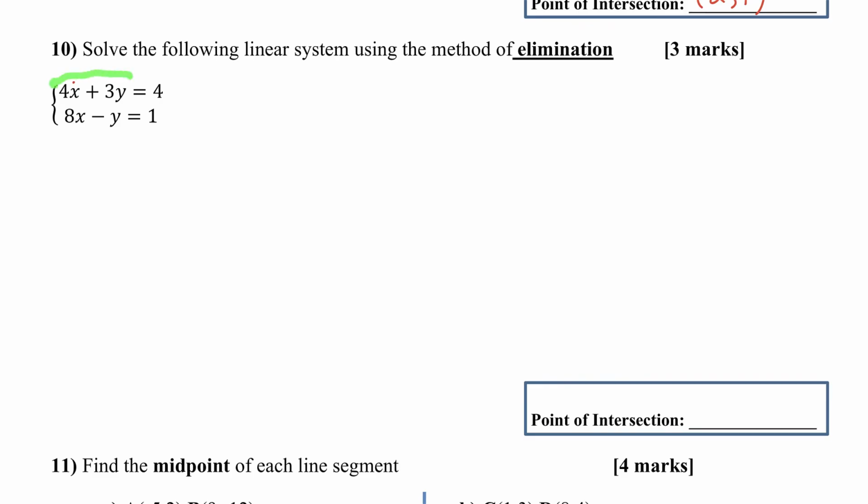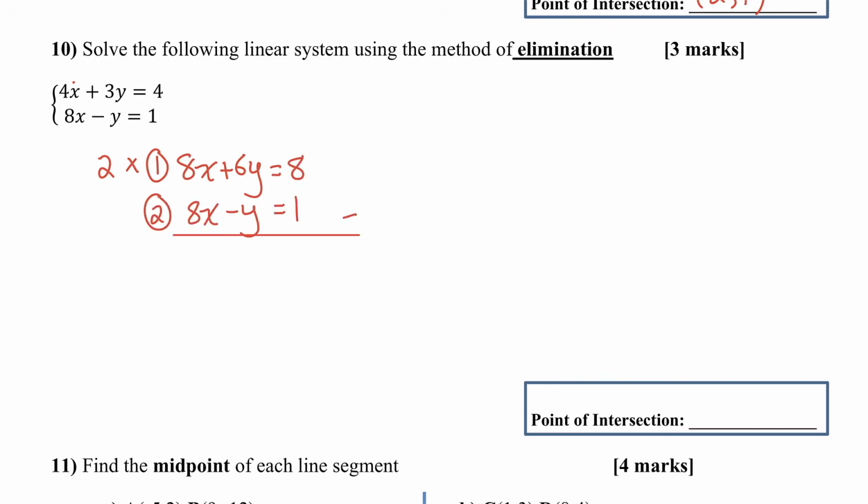So I should notice that multiplying this top equation by 2 would make the coefficients of the x's be the same. So I'll do 2 times the first equation, and I'll remember that I have to multiply all of the terms by 2, giving me 8x plus 6y equals 8. My second equation I can leave the same, and then if I subtract these equations from each other, the x's will eliminate. 8x minus 8x is 0. 6y minus negative y is 7y, and 8 minus 1 is 7. Isolate the y by dividing both sides by 7, and we get y is equal to 1.